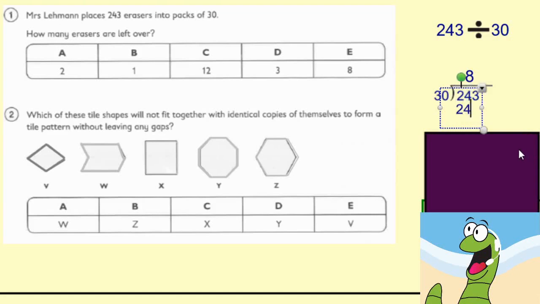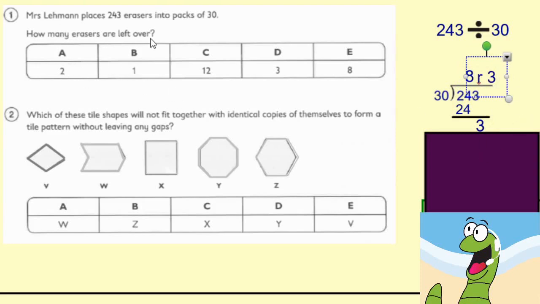So it'll go into 24, and that will mean then that we need to bring down our 3. Okay. Let me just bring this down. Good. So then it'll need to go into the 3. Can 30 go into 3? No, it can't. So we're left over with a remainder 3. So it goes in 8 times, and we have a remainder of 3.